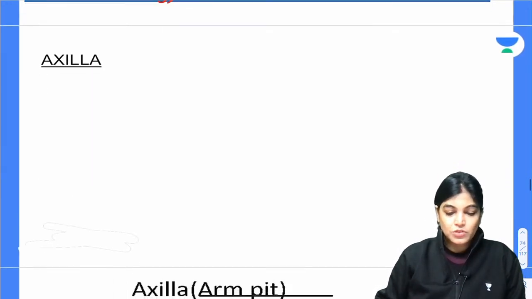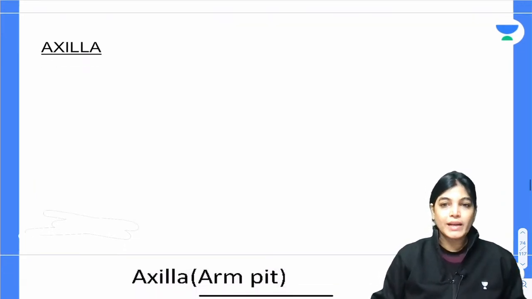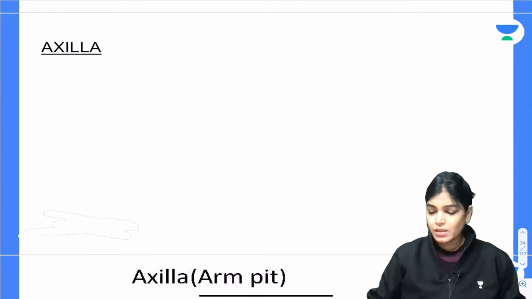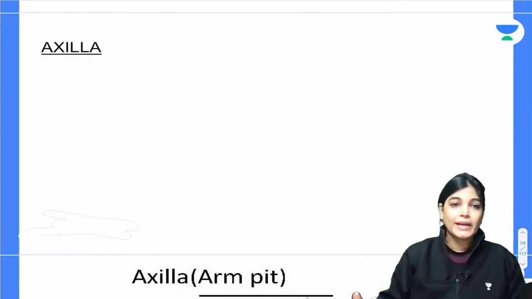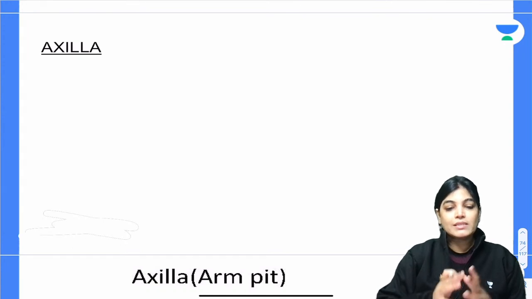So let's start with today's topic. Today's topic is axilla. In normal terms, when I'm talking about axilla, we are locating this location. Actually this is called the armpit, which resembles a truncated four-sided pyramid.